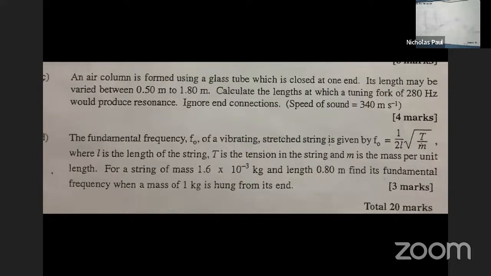Right, do the usual things. Write down what you know: the speed, which is 340, and the frequency. If you know these two things, what can you easily find?